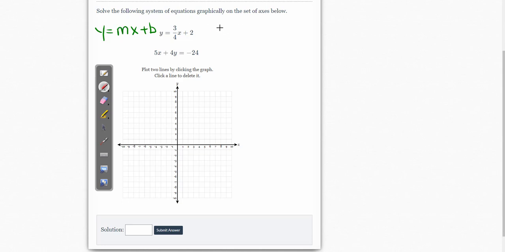The number directly in front of the x is your m, or your slope, which is rise over run. So I would like for you to go ahead and write the m and the b for the first equation, which is just like question number 1. My b value is located right here. That's positive 2. And my m, the number in front of the x, is going to be 3 over 4.